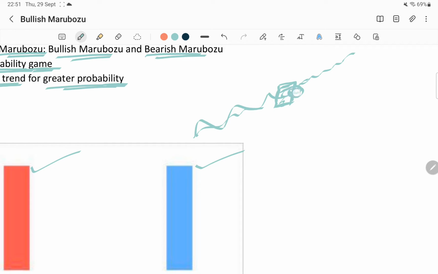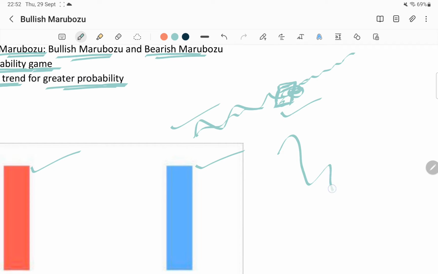If you are entering in this particular period, then why will the probability be higher? The first is that it is satisfying two things. You are getting the bullish Marubozu, and second, it is in an uptrend. So the probability will increase.